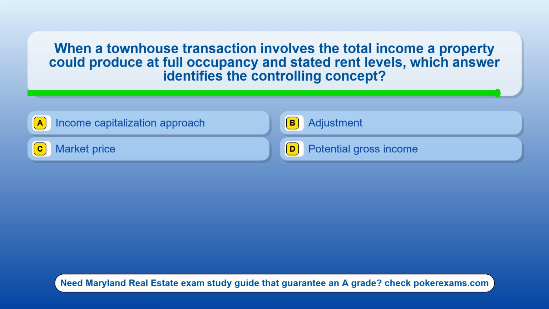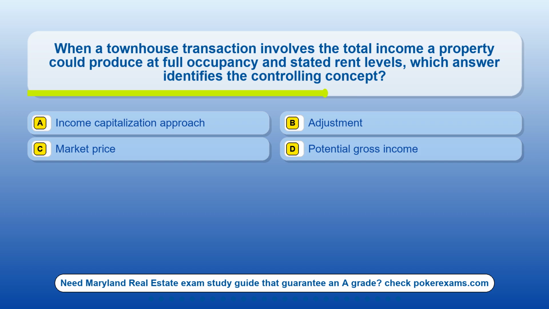Question 4. When a townhouse transaction involves the total income a property could produce at full occupancy and stated rent levels, which answer identifies the controlling concept? Option A, income capitalization approach. Option B, adjustment. Option C, market price. Option D, potential gross income.